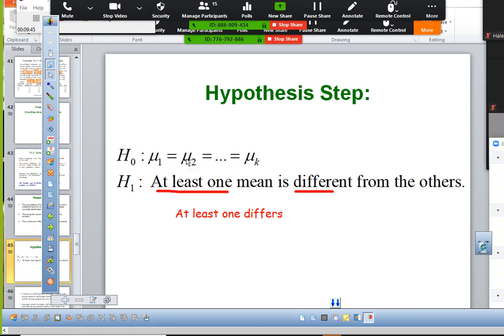All right, so here's the first step. Mu1 equals mu2 equals mu3 equals whatever, however many means you have. So if you have four means, mu1 equals mu2 equals mu3 equals mu4. H1, at least one differs, right? At least one mean is different from the others. You can just put at least one differs. That's fine.